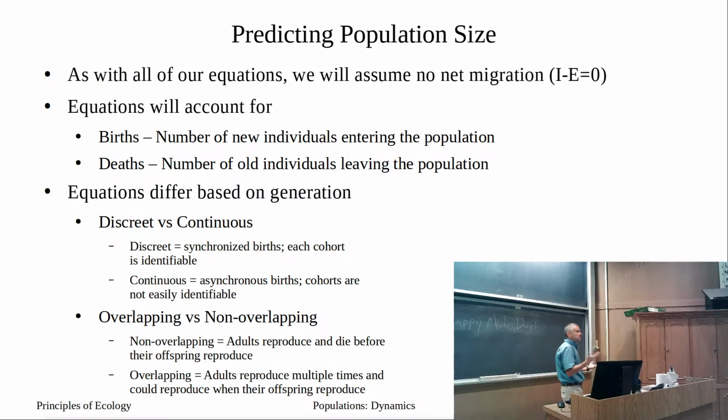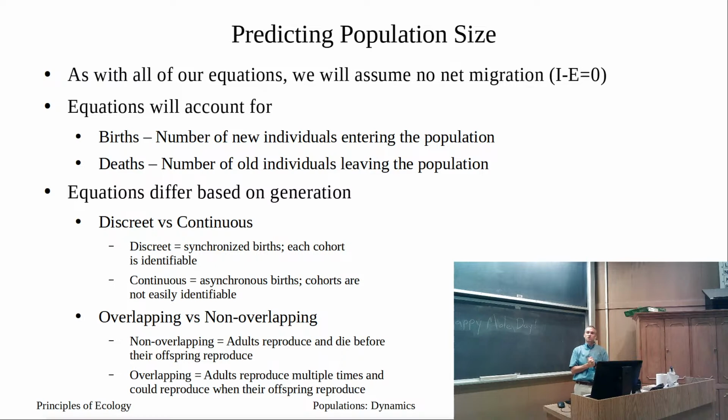All right, so discrete versus continuous is much like variable types when dealing with statistics. If we have discrete generations, then we can very clearly identify when the new cohort enters our population. This is characteristic of annual plants, or even some of our animals that are out there, raccoons and deer and so forth. They have synchronized births. So we can go in and say, all of these births happened at the same time, that's one cohort.